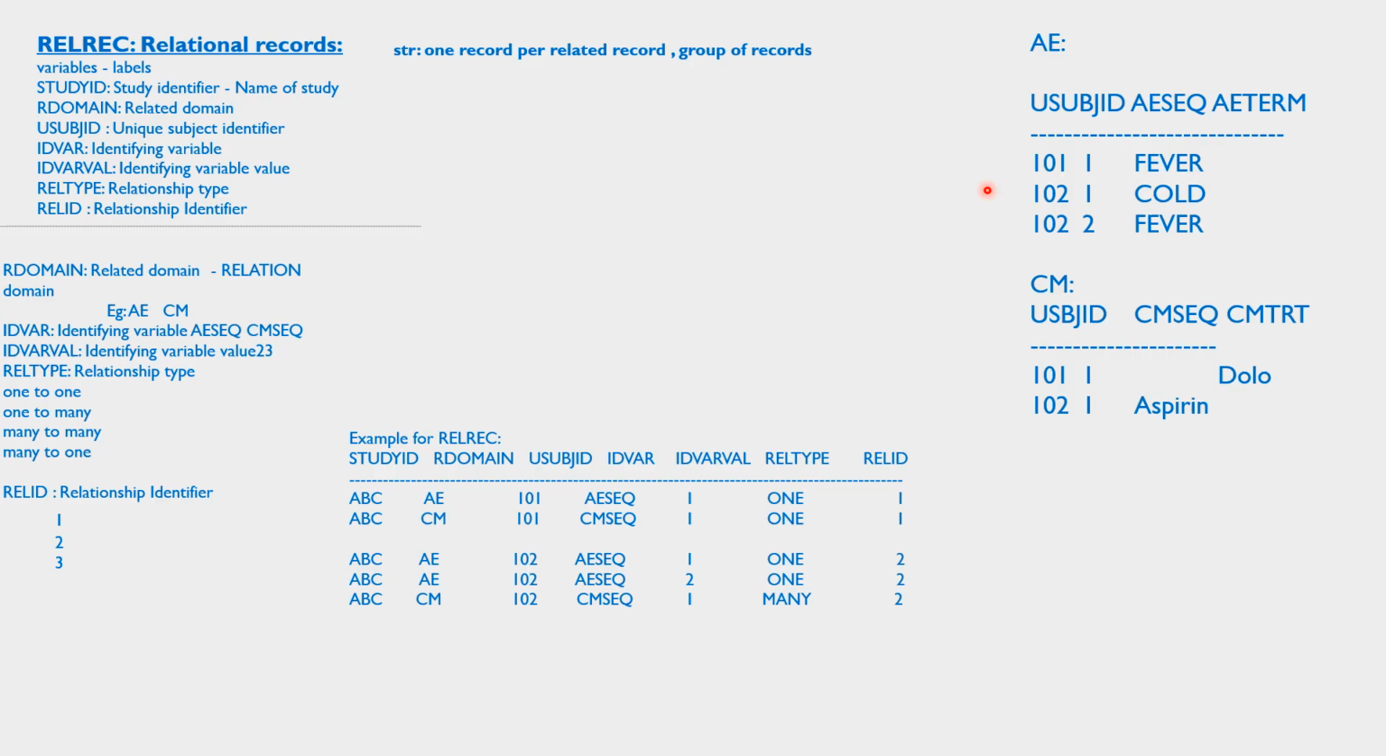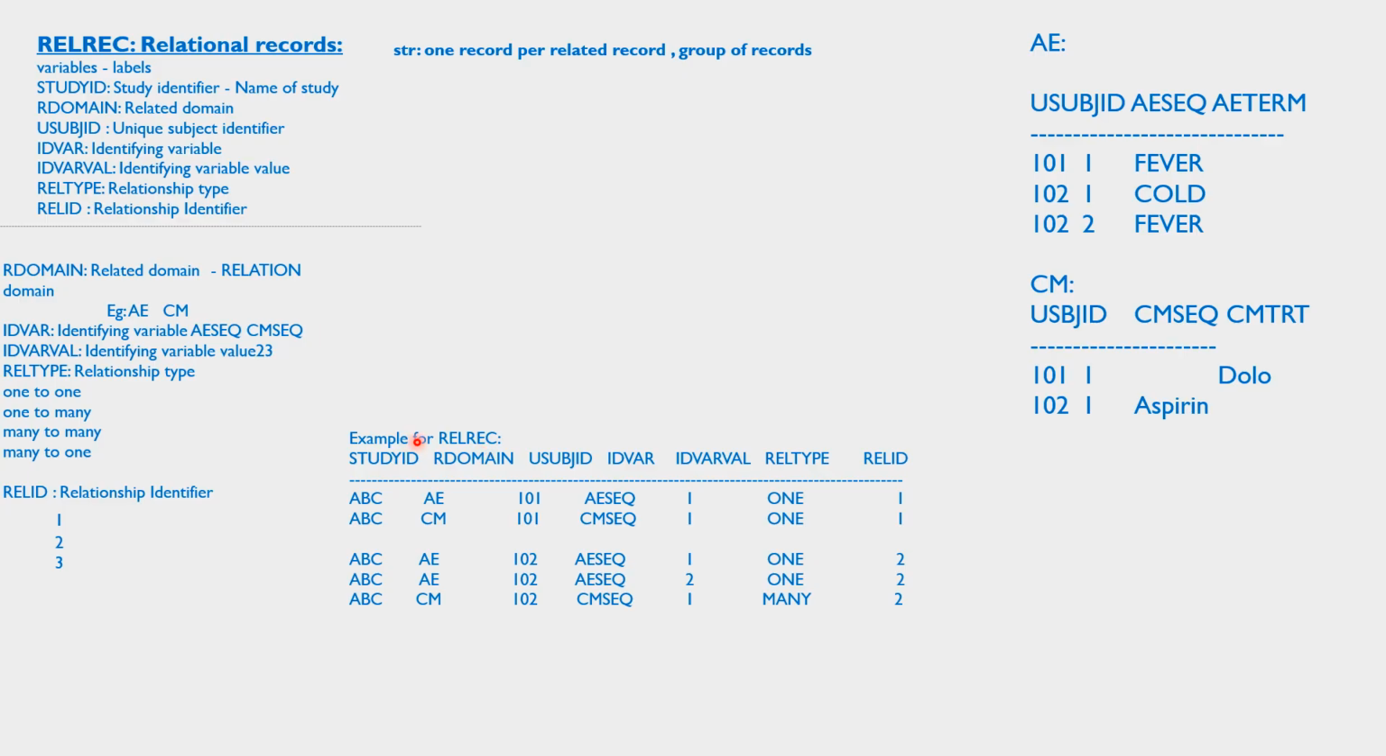Here is one example. We have captured the adverse event data for subjects 101 and 102. Subject 101 got fever and took concomitant medication, and that data will be captured in the CM domain. In the same way, subject 102 also got adverse events, cold and fever, and due to them took concomitant medication. That data is also captured in the CM domain. So how do we capture AE and CM in the RELREC domain? We'll see that here.